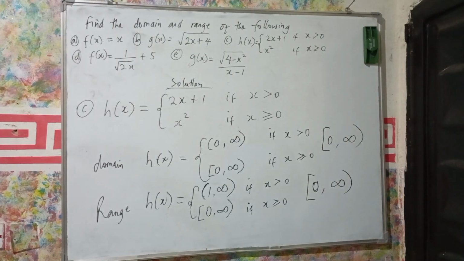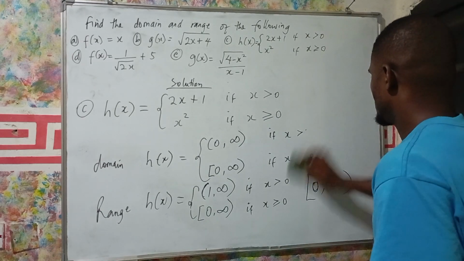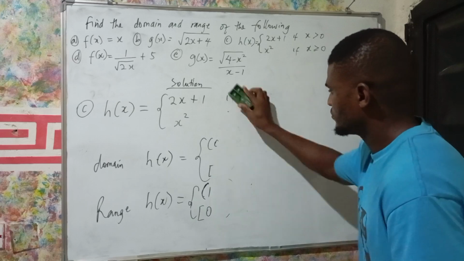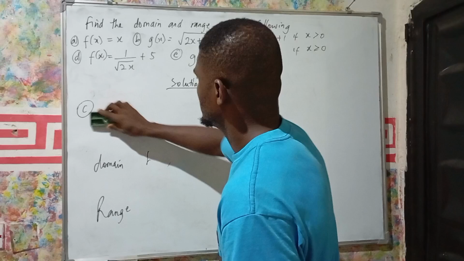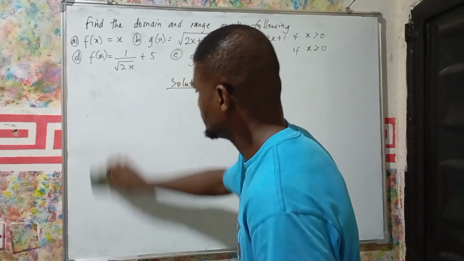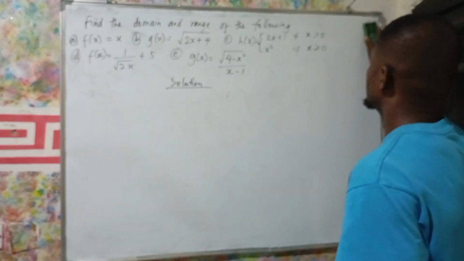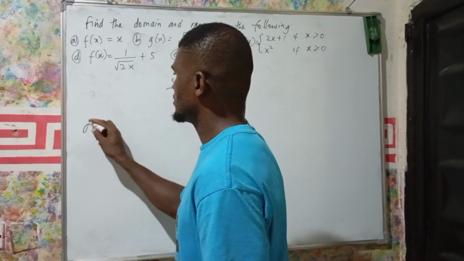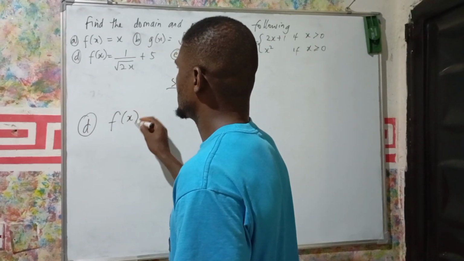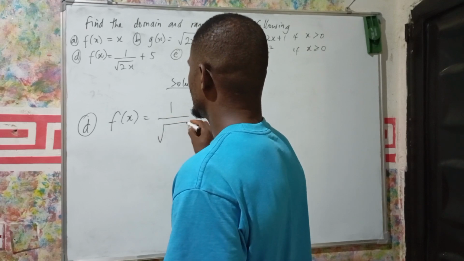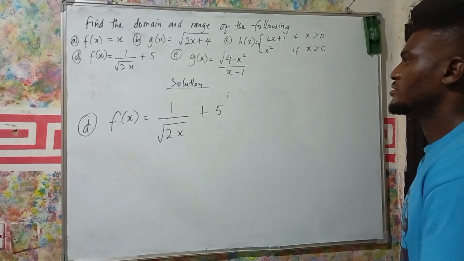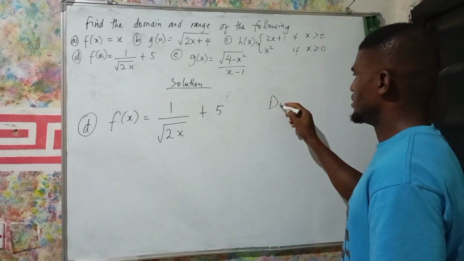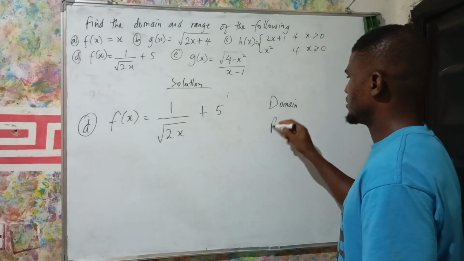Alright, so let's look at the fourth question. The fourth question says that f of x is equal to 1 all over root of 2x plus 5. Now we should find the domain. We have to find the domain and also find the range.